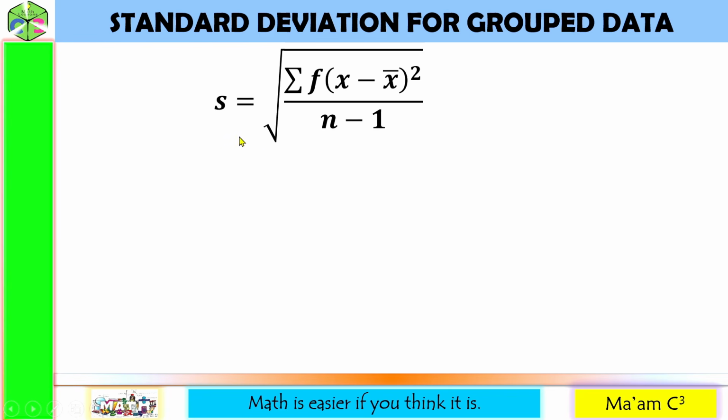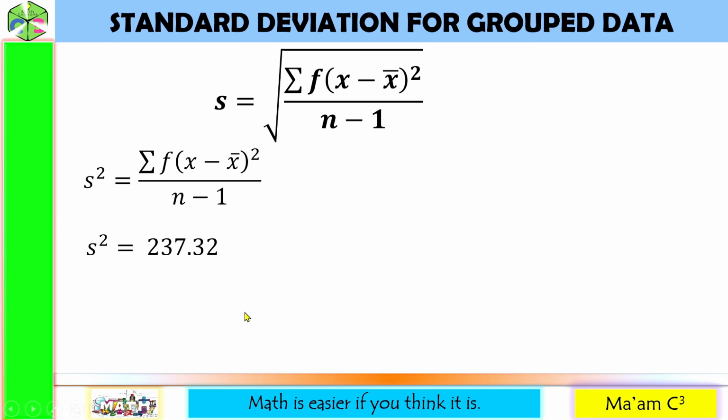We use sample standard deviation because our scenario is the first 30 people who entered the drugstore. Earlier, we solved for the sample variance, and that is equal to 237.32. To solve for the standard deviation, we simply have to get the square root. So this is the square root and this exponent 2 here will simply cancel out. And the square root of 237.32 is 15.41. Let us recall our mean, and that is 43.3.